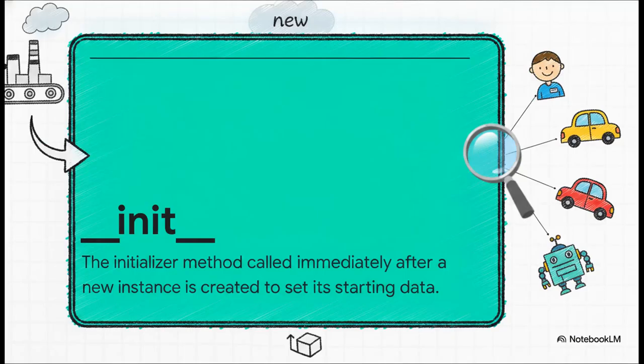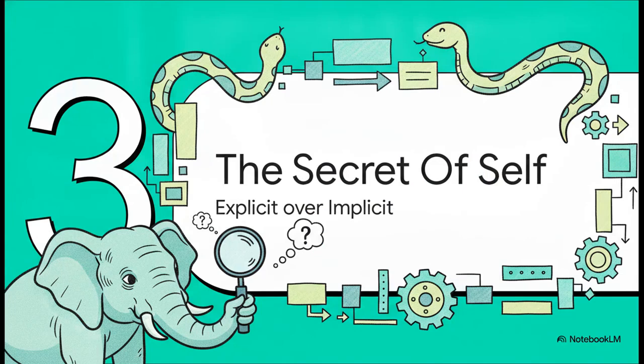So once the factory physically builds the object under the hood, we have to set it up. Now, while a different method called new actually creates the instance in memory, init is where the real setup happens. Think of it as a constructor. Whenever you type something like Person("Alice"), this init method runs automatically. It gives Alice her unique starting data, so she isn't just some generic factory clone. Which brings us to Section 3, the secret of self.